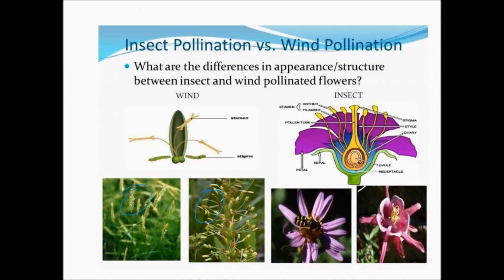Here we can see that in insect pollinated flowers, they are brightly colored, and stamens are inside the flowers, and it has nectar, so it can attract the insects.